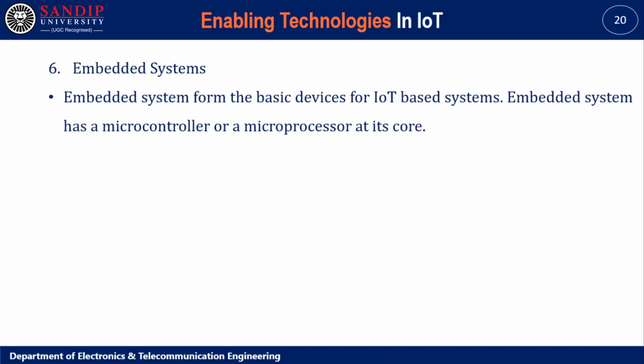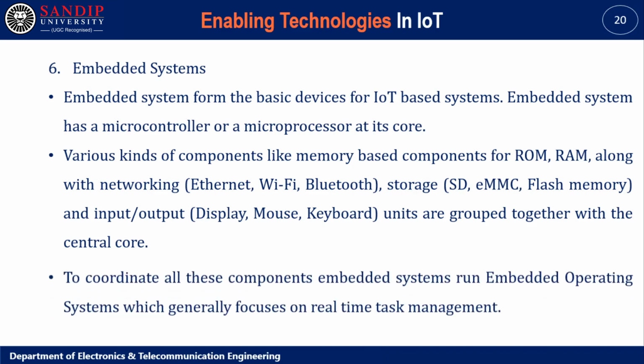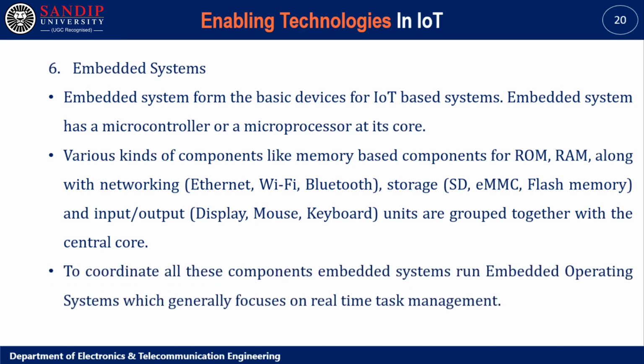Embedded systems. Embedded systems form the basic devices for the IoT based system. An embedded system has a microcontroller or microprocessor at its core. Various kinds of components, like memory components for ROM, RAM, along with networking, that is Ethernet, Wi-Fi, Bluetooth, storage, that is SD, eMMC, flash memory, and input output, that is display, mouse and keyboard units, are grouped together with the central core. To coordinate all these components, the embedded system runs an embedded operating system, which generally focuses on real-time task management.